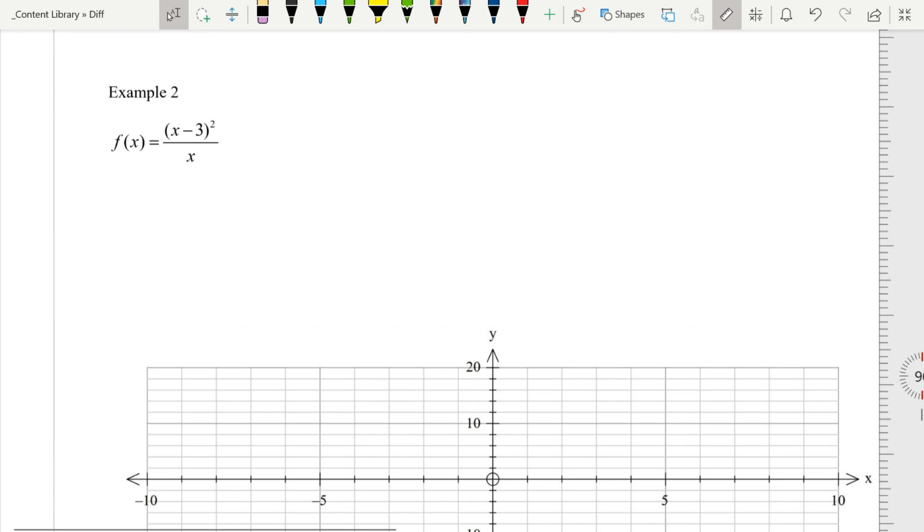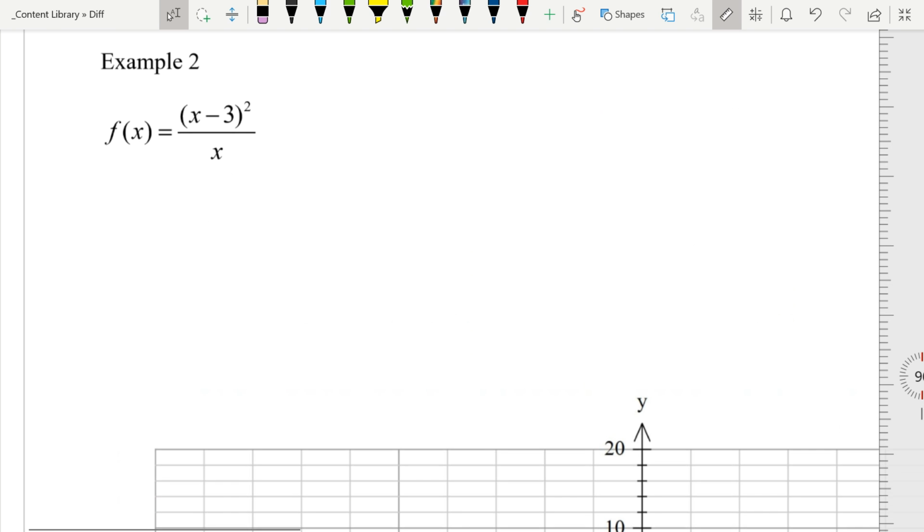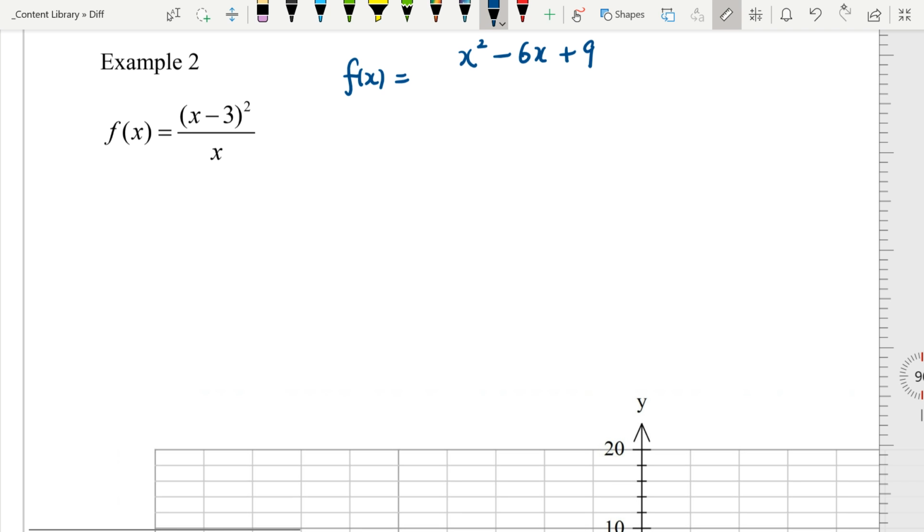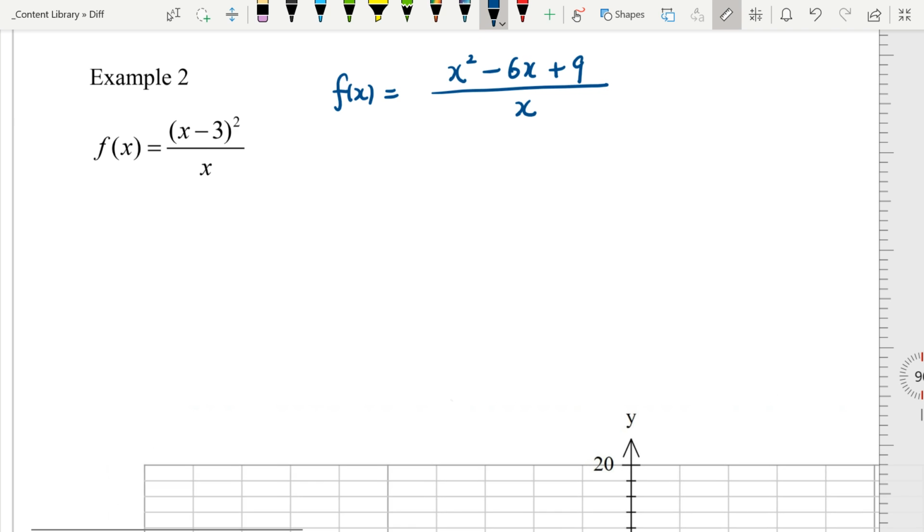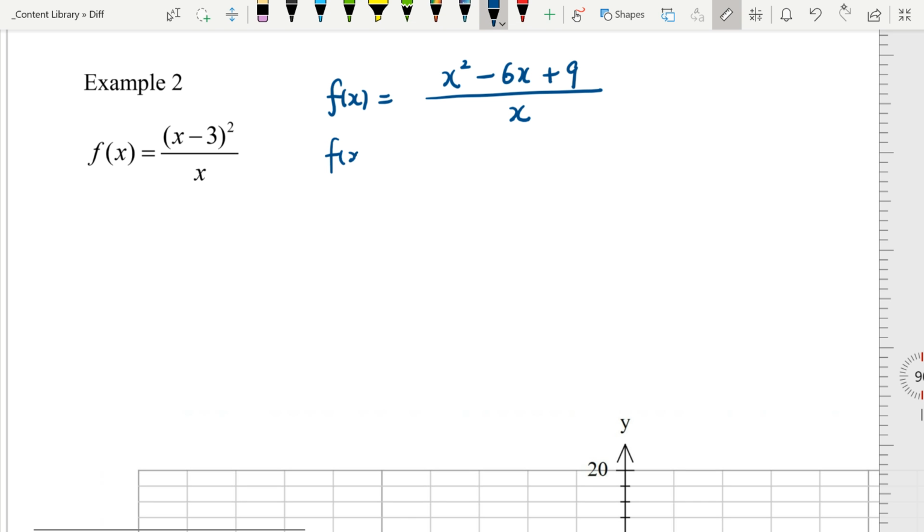Okay, let's look at example 2. What do we need to do before we start sketching it? Simplify it. How do we simplify that? You don't need to do long division. It's a single x. Oh, sorry, 6.